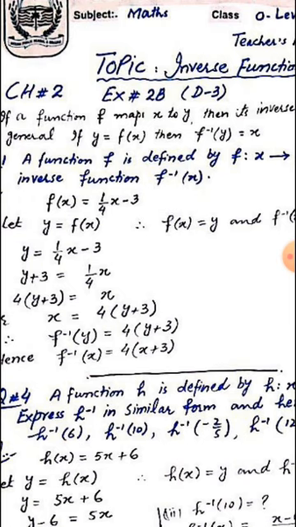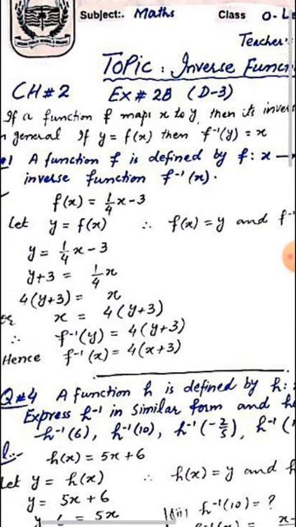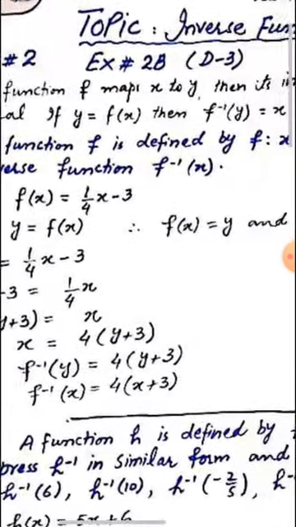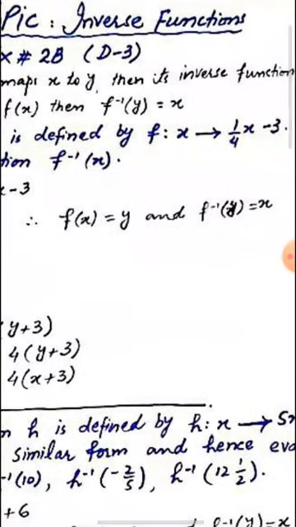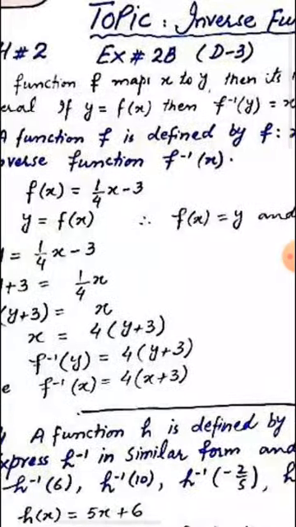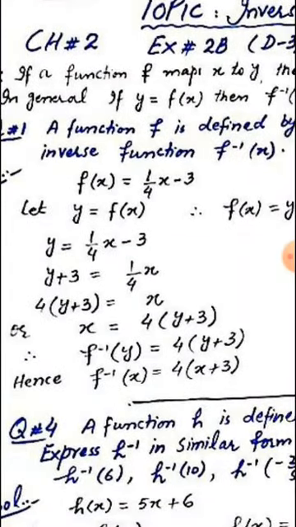be x. Question number 1, the statement is: a function is defined by f(x) is equal to 1/4 x minus 3. Find the inverse function f inverse x. Now the function is given, f(x) is equal to 1/4 x minus 3. First of all, we'll suppose, let f(x) is equal to y, or y is equal to f(x).